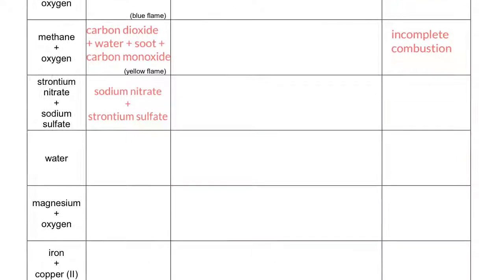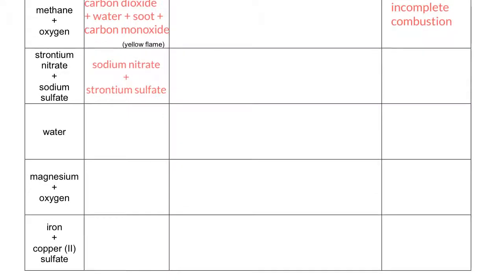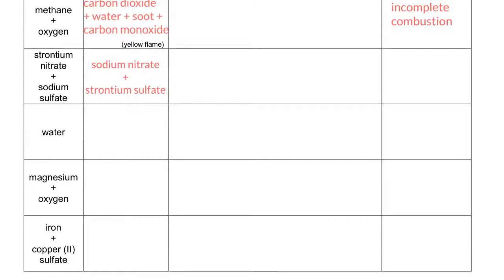I then showed you the Hoffman apparatus, where I was splitting the water into hydrogen and oxygen. The magnesium and oxygen was when that chalky white substance was produced, and that substance is called magnesium oxide.